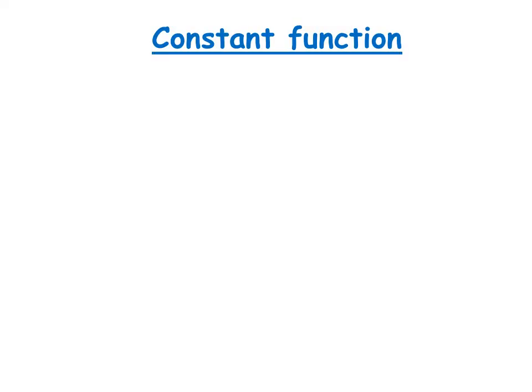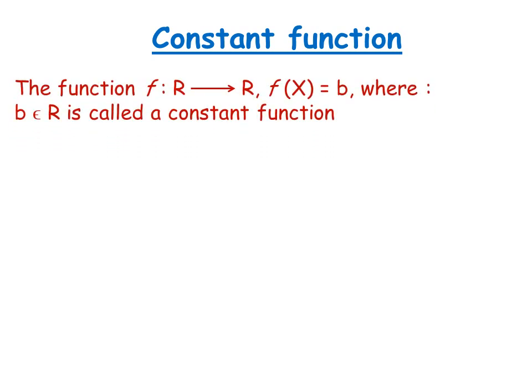Now I have the second type of function, which is called the constant function. And from its name, constant function, I think it has no variable. So, the function from R to R, R is real numbers, f(x) equals b. Just b. There is no variable in this function, where b belongs to R, real numbers, is called a constant function.